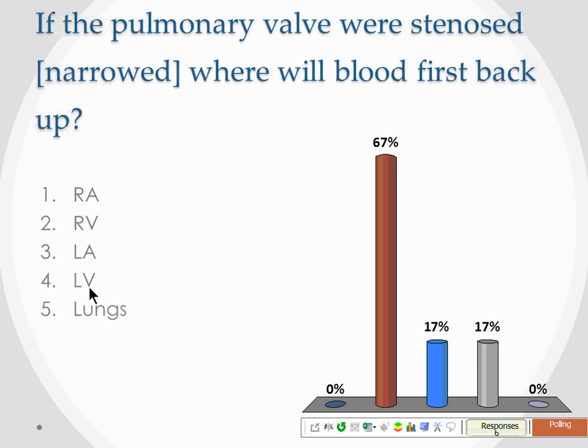The chamber will enlarge. Plus, the right ventricle is going to try to contract more forcibly to push against a narrowed opening. So the muscle will hypertrophy. So you see, its demand for oxygen will increase. So you can see what a lot of other problems it's going to have.